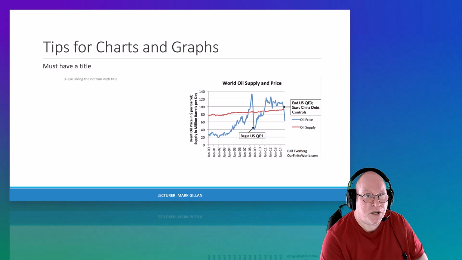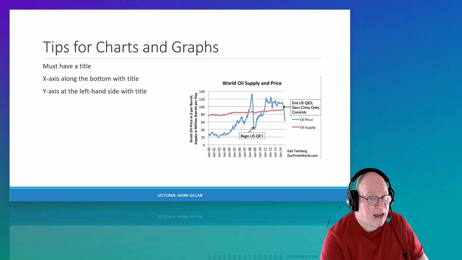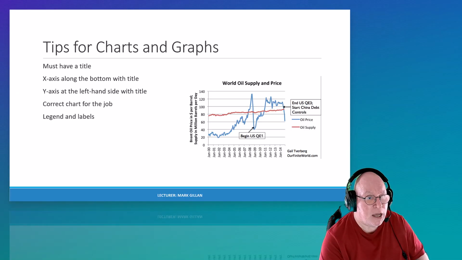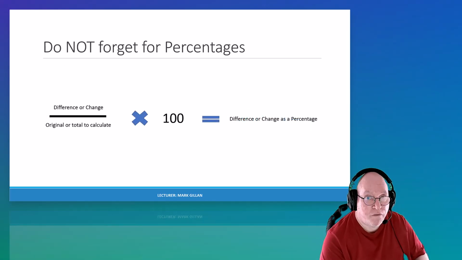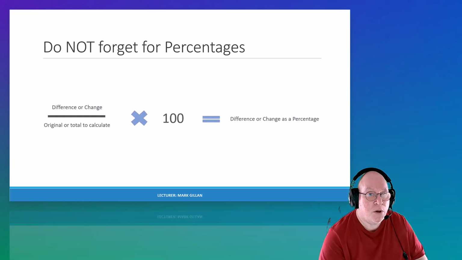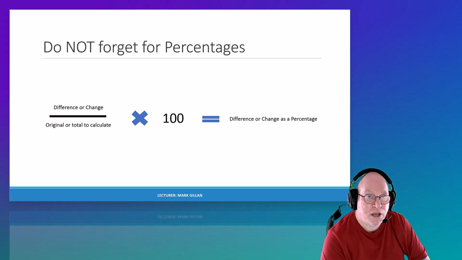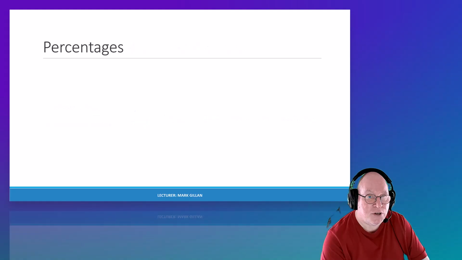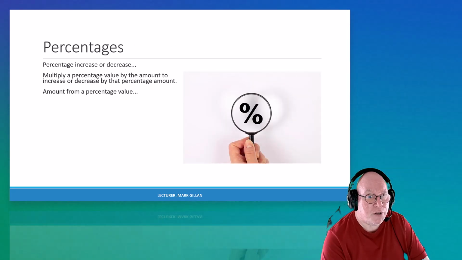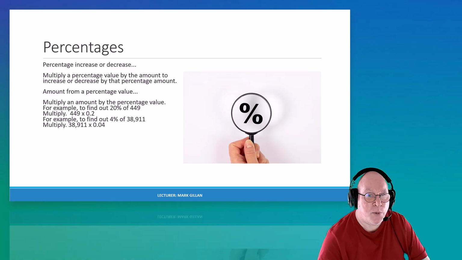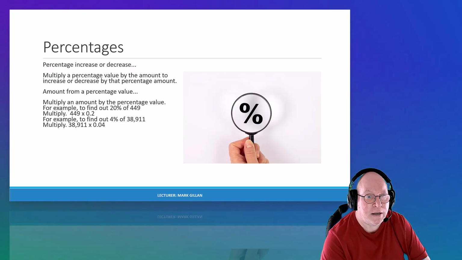Text for charts and graphs. Look through everything again. I'm just doing this very much just to say, watch out for this. Don't forget about percentages. Difference or change divided by original, multiply by 100. If you want to ascertain how much an amount is as a percentage. So percentage increases, there we go, just to actually run through that for you very quickly. 20% of 449 is 449 multiplied by 0.2. And there's another wee example there for you as well, okay?